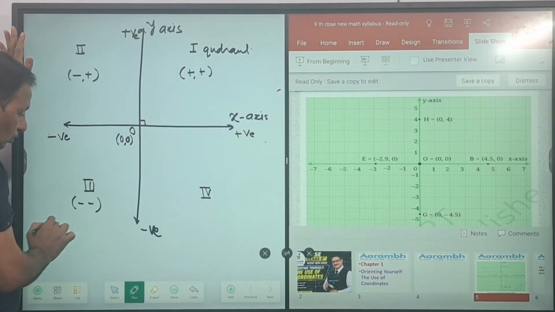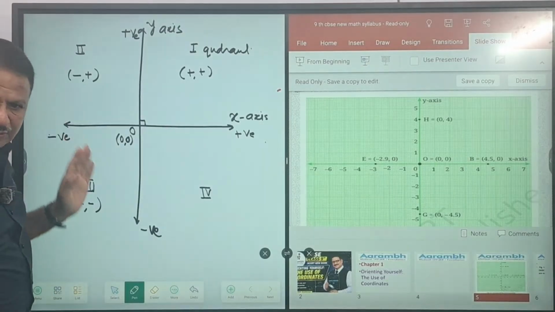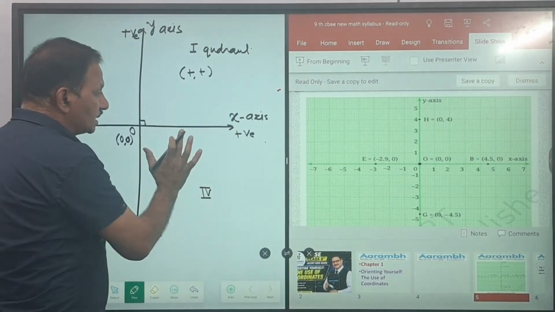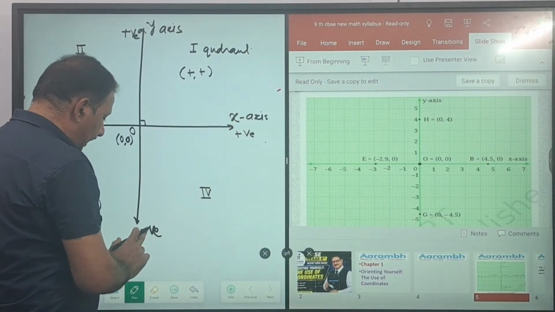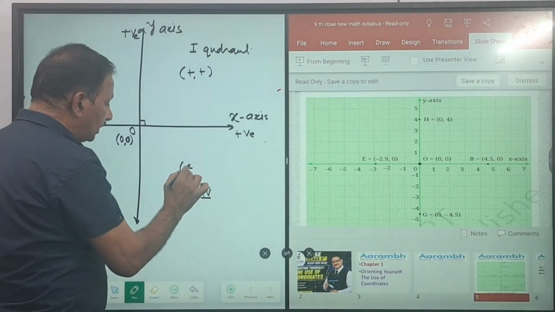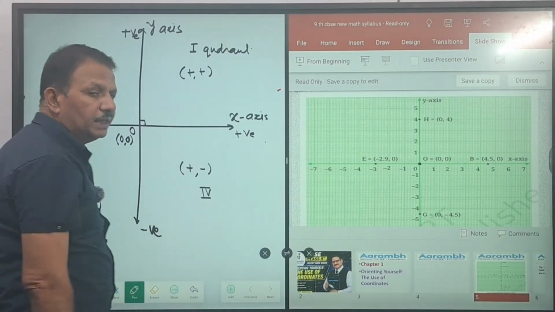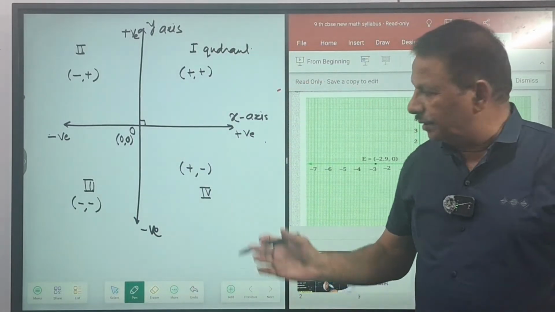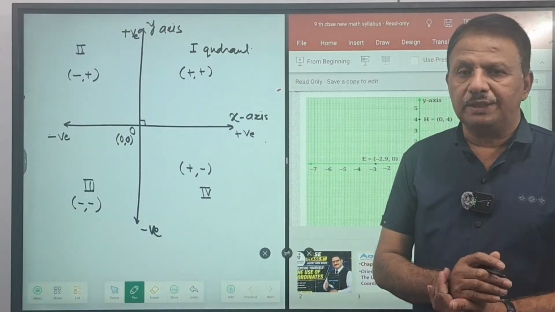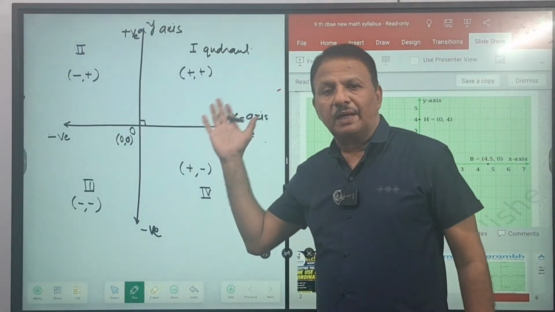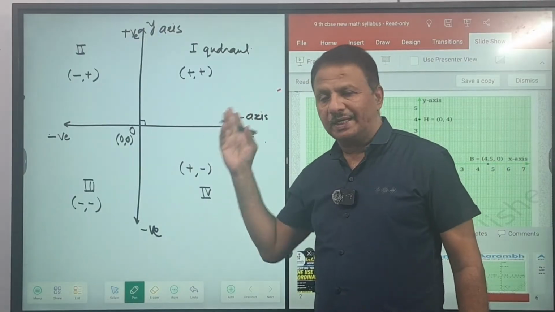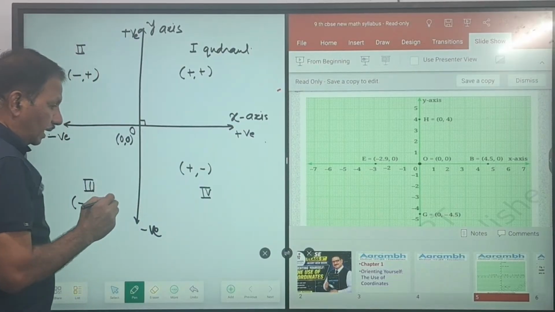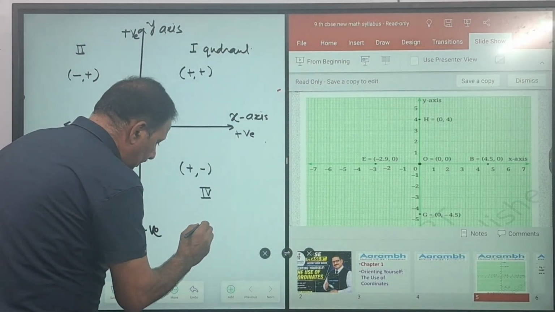Therefore, both the coordinates are negative. In this case, these points lie between the positive x-axis and negative y-axis. Therefore, their coordinates will be plus, minus. So in this way, we can write down the sign of every point, depending on which quadrant that point lies in.